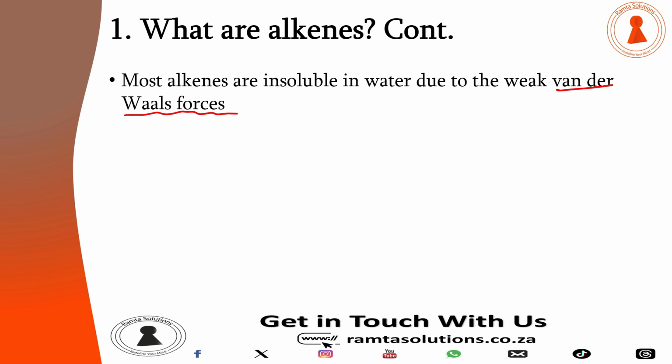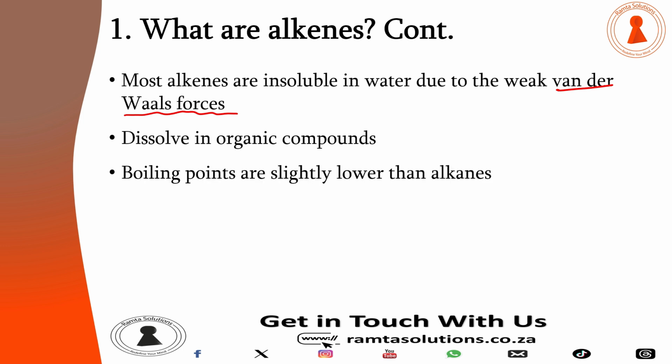Alkenes also dissolve in organic compounds. We have said, remember, that they have weak van der Waals forces. This gives them boiling points that are slightly less than those of alkanes. Because of the weak van der Waals forces, they have boiling points that are less than those of alkanes.